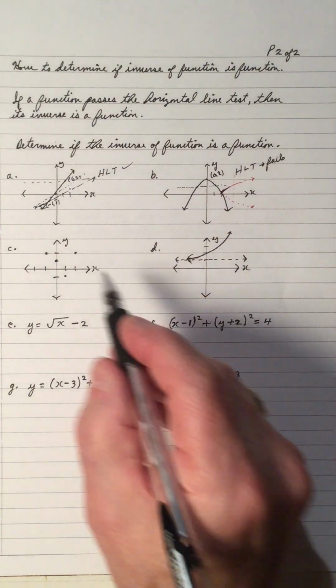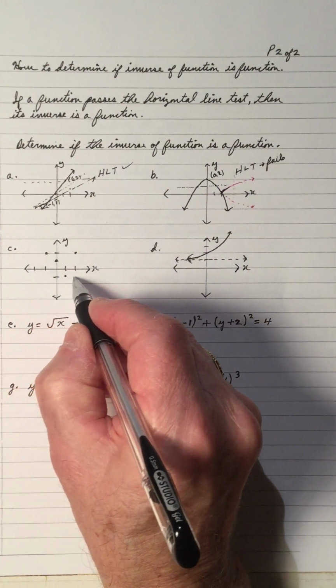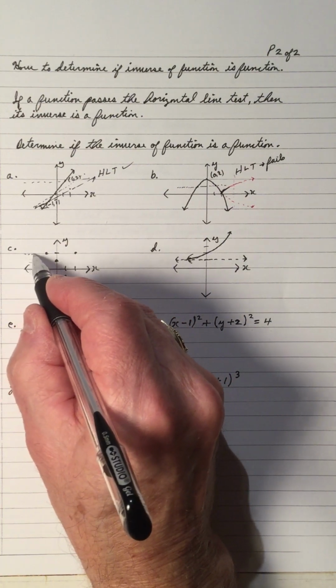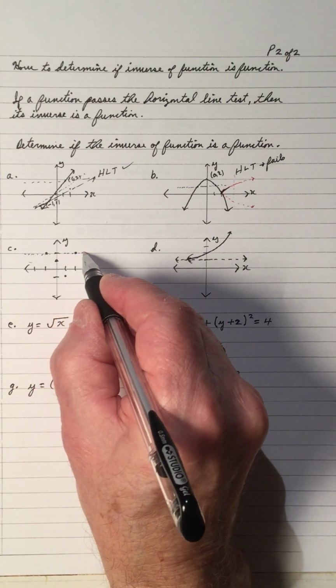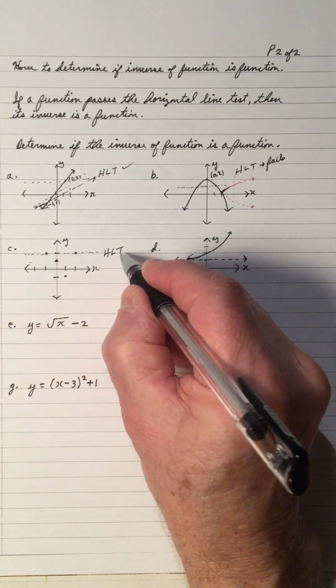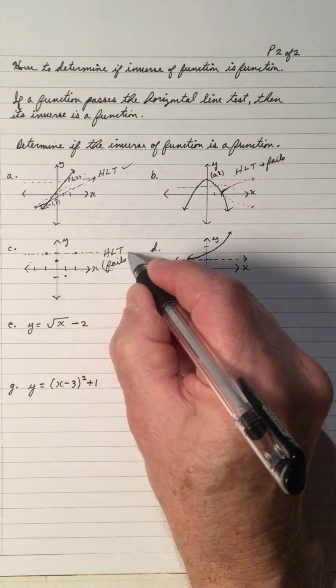Let's continue. We have these points. I draw a horizontal line through here, one point. Draw a horizontal line through here, one point. But if I draw a horizontal line here, I have two points. So it fails the horizontal line test.